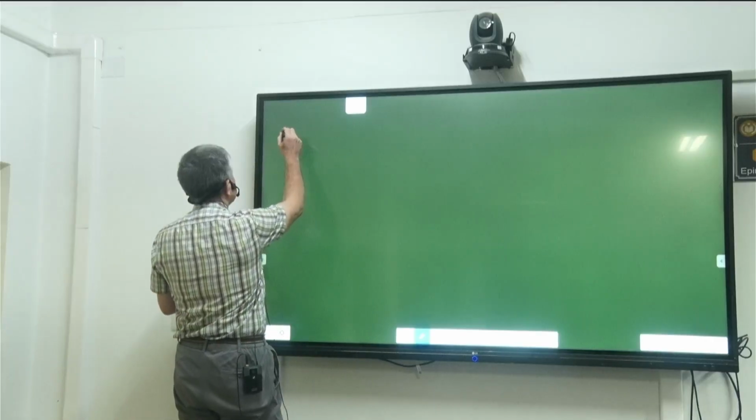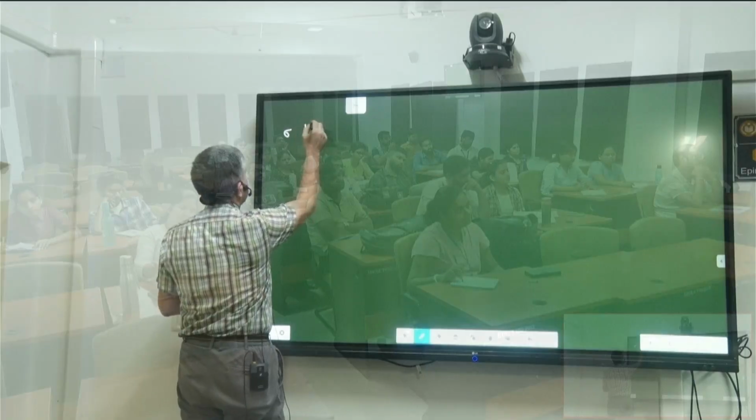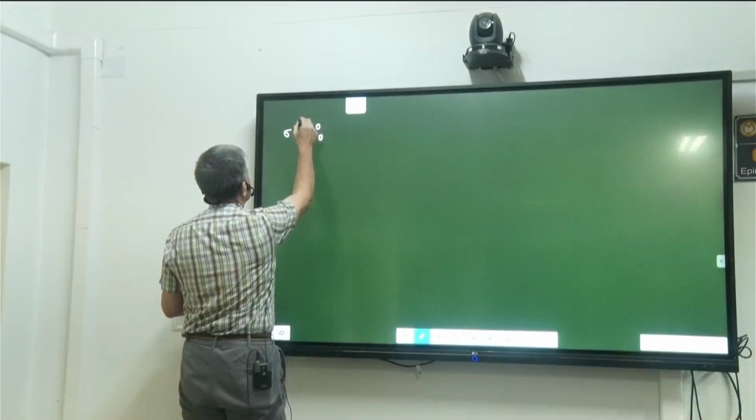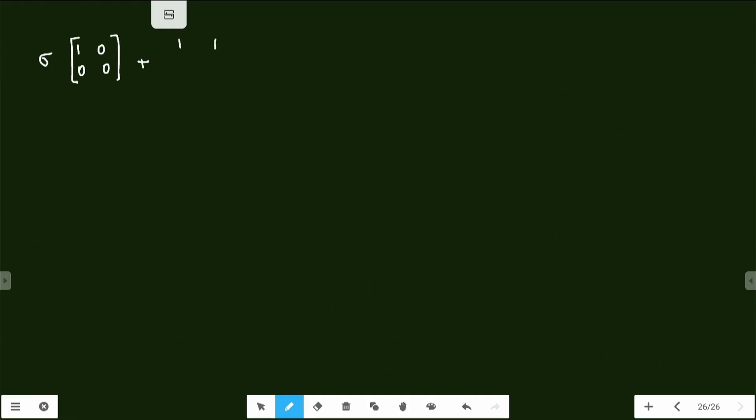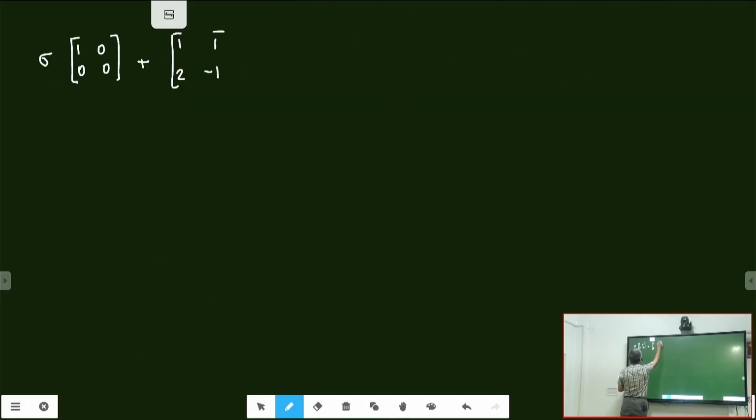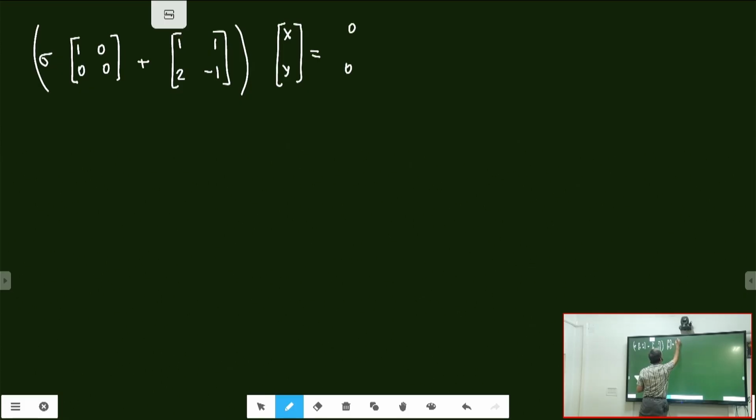I will just consider a 2x2 system written in a form similar to what we just have here: sigma times the matrix 1, 0, 0, 0, plus the matrix 1, 1, 2, minus 1, times x, y. These are just variables x, y, and this is equal to 0, 0. So you see what I mean, right? This is matrix X, this is matrix Y, but of course oversimplified. To make sense of that, let's just check here: if x is equal to 0 and y is equal to 0, then no problem.